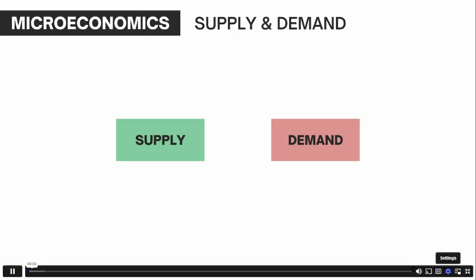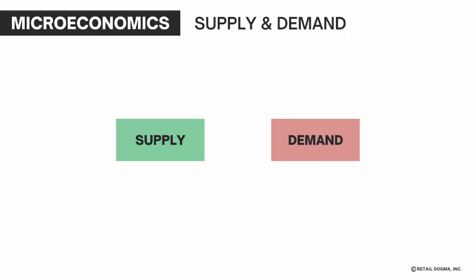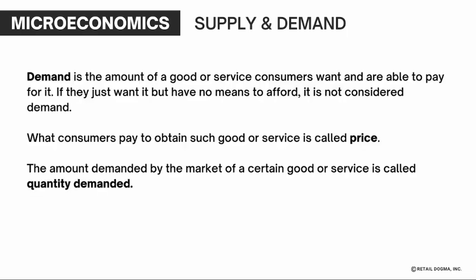We start this section on microeconomics by understanding supply and demand and how they are directly linked to pricing. Demand is the amount of a good or service consumers want and are able to pay for. If they just want it but have no means to afford it, it is not considered demand. What consumers pay to obtain such a good or service is called price. The amount demanded by the market of a certain good or service is called quantity demanded.